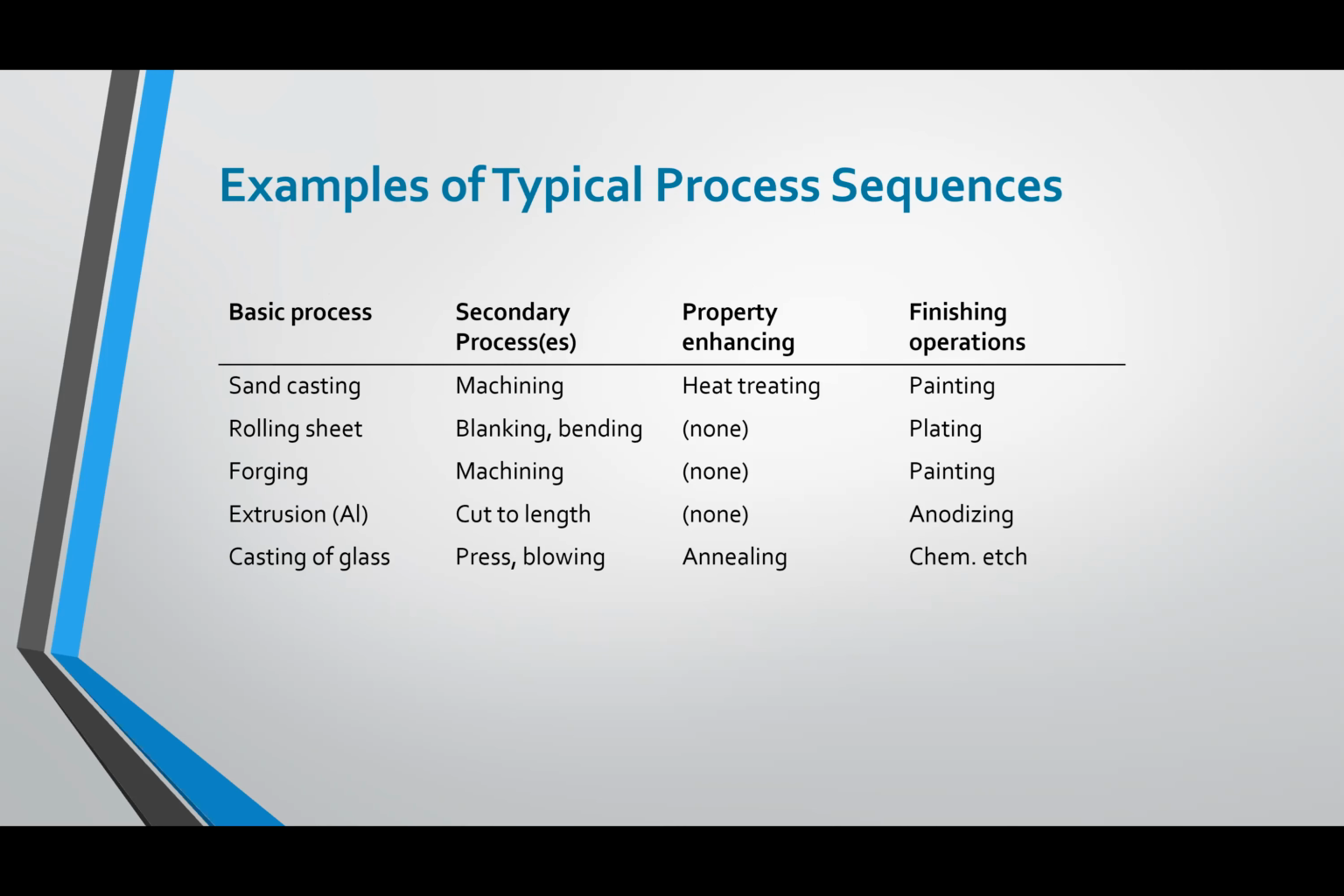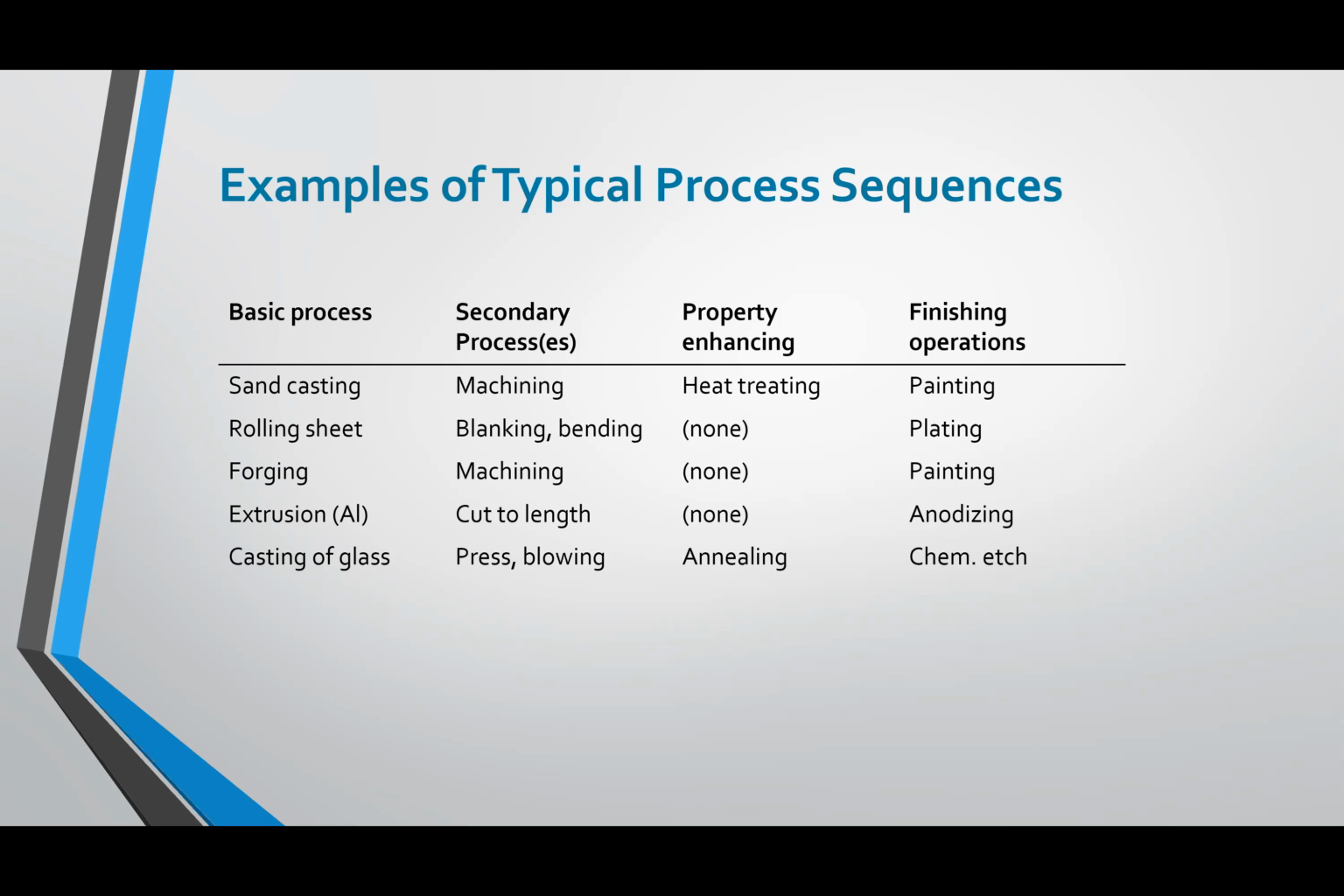If you're doing a sand casting, usually there's also machining and heat treating and painting as a finishing. If you're rolling sheets out, then you have a blanking and bending stage. Plating might be a part of it. When you're forging a material, then there's machining that's done afterwards and possibly painting. Extruding, you typically cut to length and then anodizing might be a process. And casting of glass, there's pressing, blowing, and then you anneal it and etch it as required.